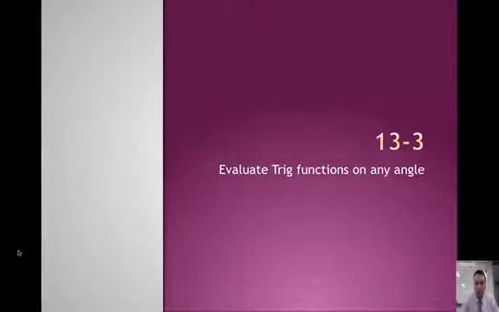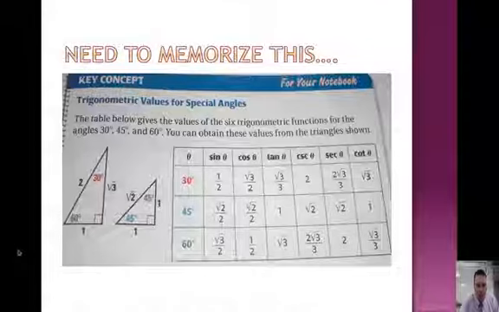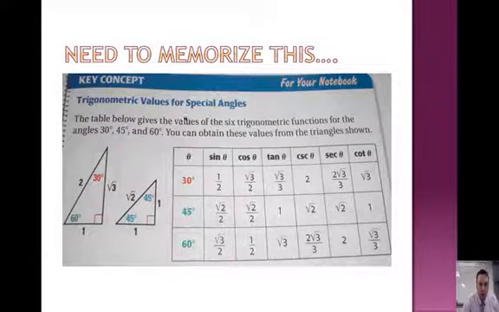Alright, we're going to do section 13-3. Evaluate trig functions on any angle that I give you. Number one, you need to memorize some things. This was, I believe, section 1. The 30, 60, 90 degree triangle. You need to know all 6 functions of a 30, 60, 90, and all 6 functions of a 45, 45, 90. So, make sure you memorize this.